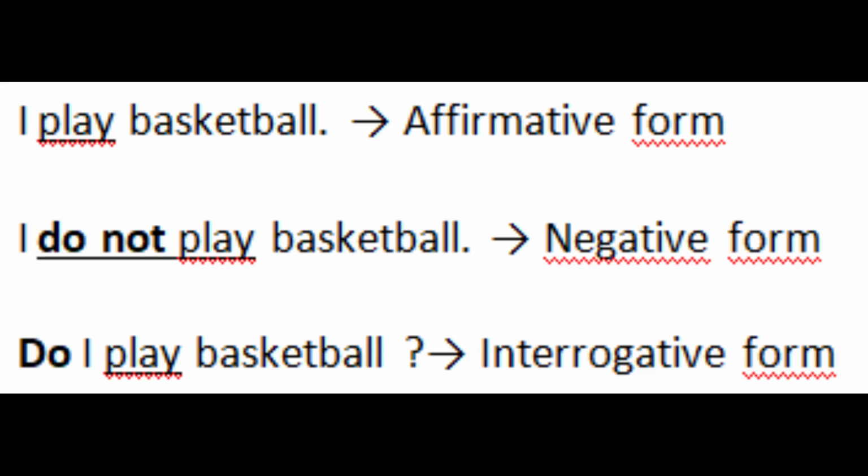The third form, which is the interrogative form. Here I have, do I play basketball? I don't say, for example, I play basketball. No, I have to add the auxiliary to do in the present simple, of course. So, do I play basketball? Auxiliary plus subject plus verb plus the rest of the question.